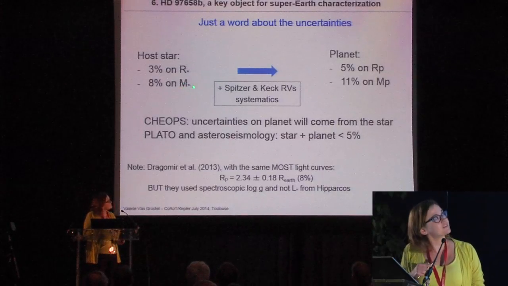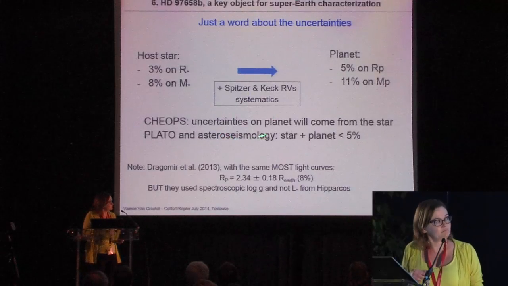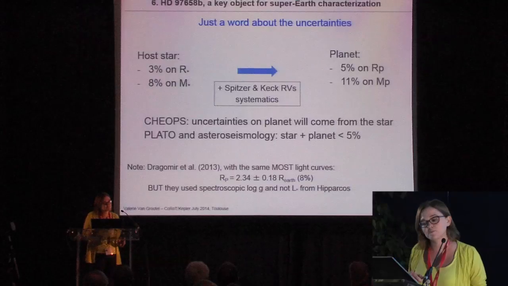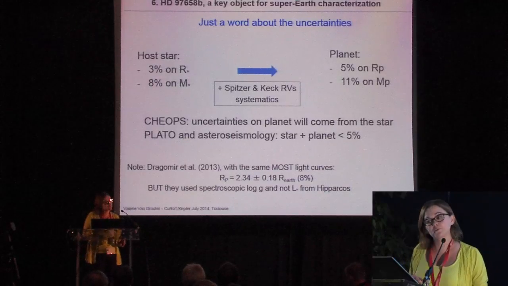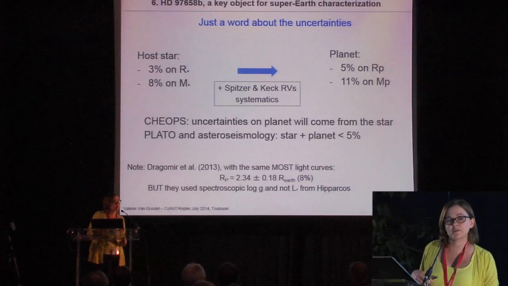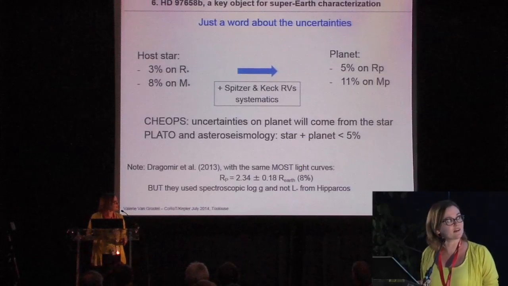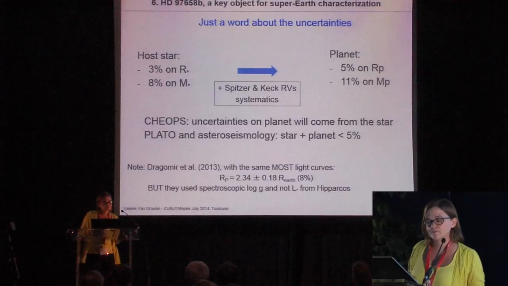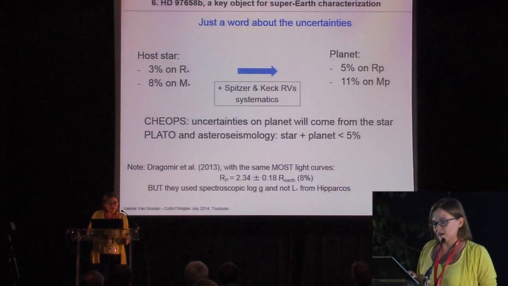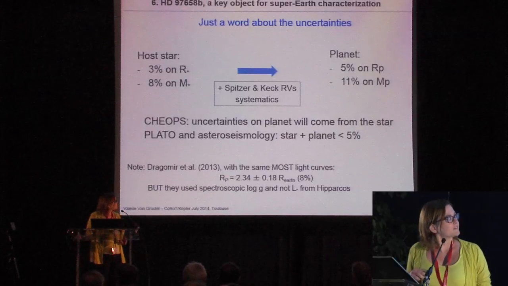And to improve the knowledge on the star, the best way to do it is to have asteroseismology. So that's why PLATO will do both asteroseismology and exoplanets on the same targets. And from that, we can have the star and planet parameters within 5%, as Ikaro presented.